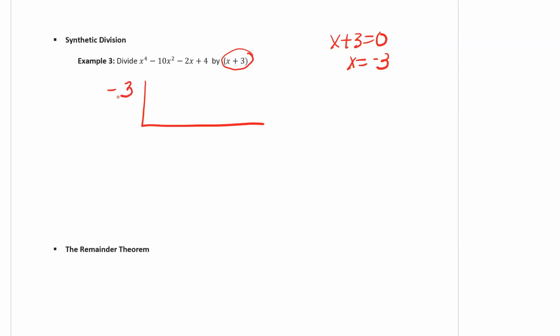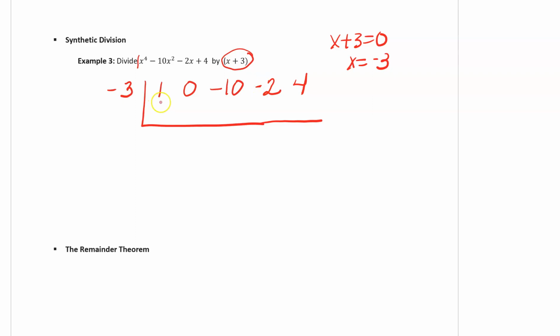Now synthetic goes a lot quicker, only working with your coefficients, but the same rules apply. Put them in standard form of decreasing exponents, and it is crucial on synthetic that you put zeros anywhere you did not have a term. So 1 is going to be my coefficient on x to the 4th. I don't have an x cubed, so I'm going to put a 0. X squared is going to be negative 10. X is negative 2, and then 4 is my constant. So I'm only writing the coefficients.